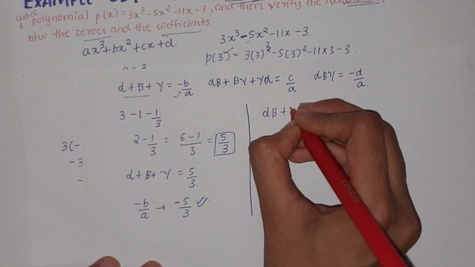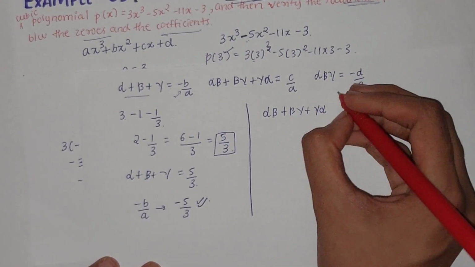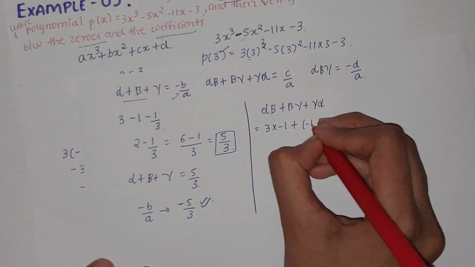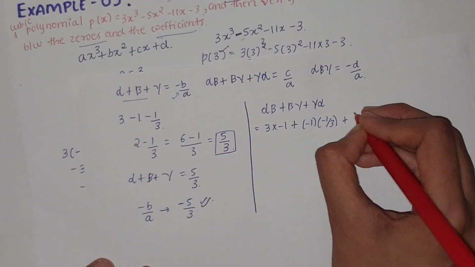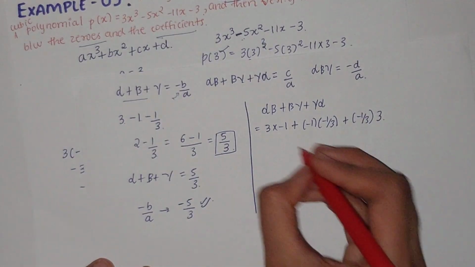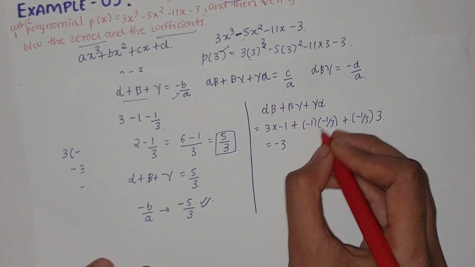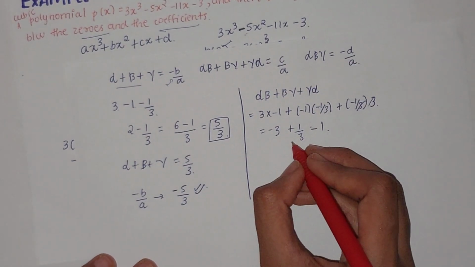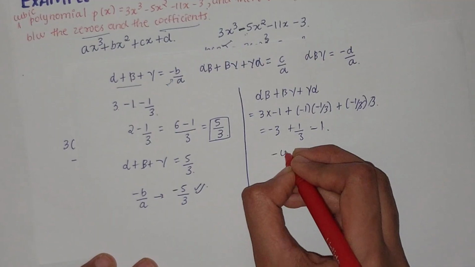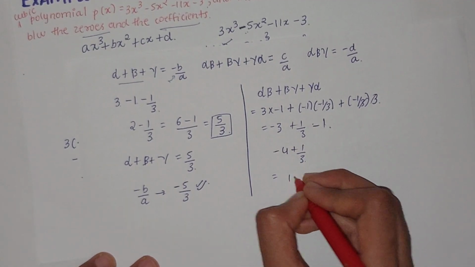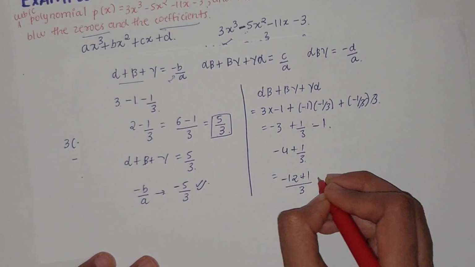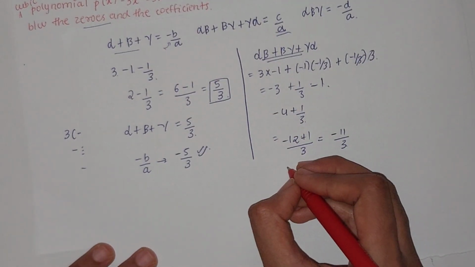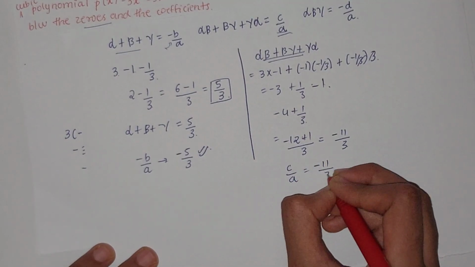Alpha into beta plus beta into gamma plus gamma into alpha. Okay, now let's do this. 3 into minus 1 plus minus 1 into minus 1 by 3 plus minus 1 by 3 into 3. This is minus 3, minus 2 minus plus 1 by 3. 3 3 gets cancelled, so minus 1, right? So yes, minus 3 minus 1 will give you minus 4 plus 1 by 3. 3 4s are 12, minus 12 plus 1 by 3, which is minus 11 by 3. Now this is equal to this, so c by a is equal to minus 11 by 3.